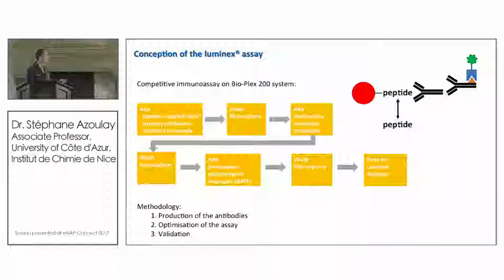So the process will be the same for all of the presentation. At the first step, we mix the coupled bead with the primary antibody and the standard or the sample. After incubation, there is a wash step. Then we add the biotinylated secondary antibody. After incubation, a second wash, and then addition of the streptavidin phycoerythrin conjugate before the last step, the read on the Luminex analyzer.